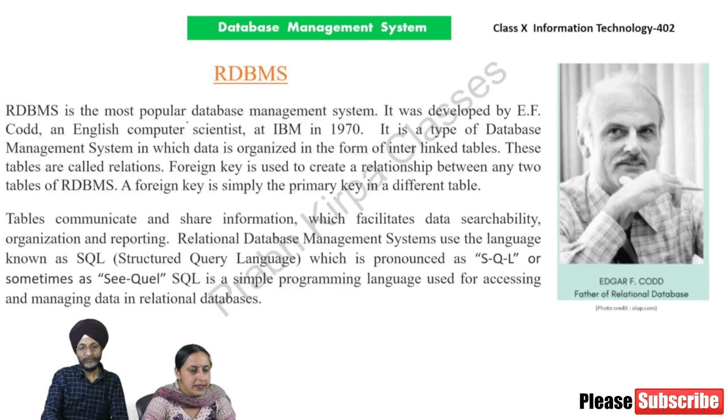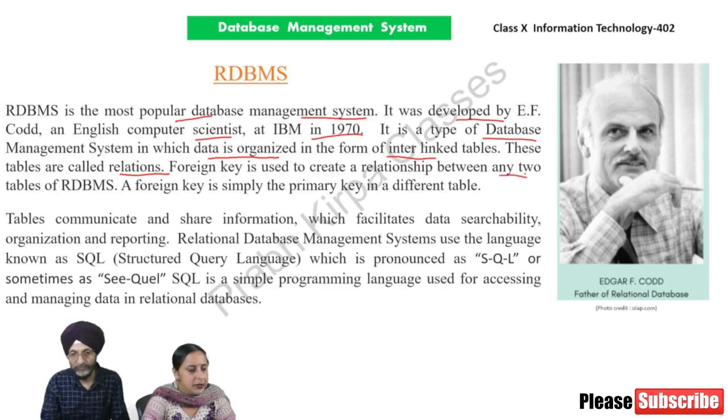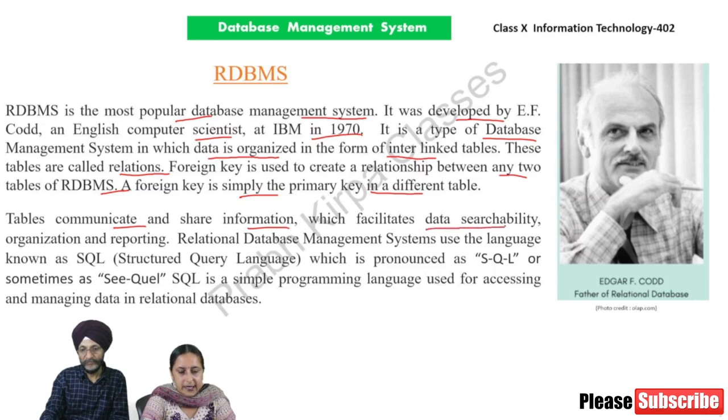RDBMS. RDBMS is the most popular database management system. It was developed by E.F. Codd, an English computer scientist at IBM in 1970. It is a type of database management system in which data is organized in the form of interlinked tables. These tables are called relations. A foreign key is used to create a relationship between any two tables of an RDBMS. A foreign key is simply the primary key in a different table. Tables communicate and share information, which facilitates data searchability, organization, and reporting.